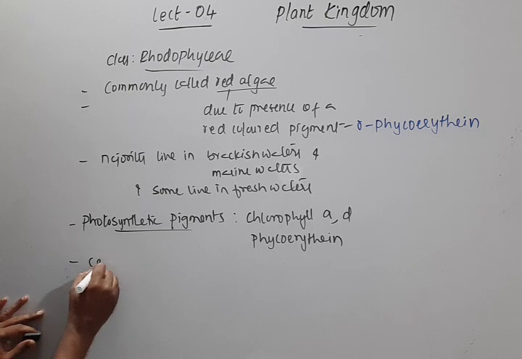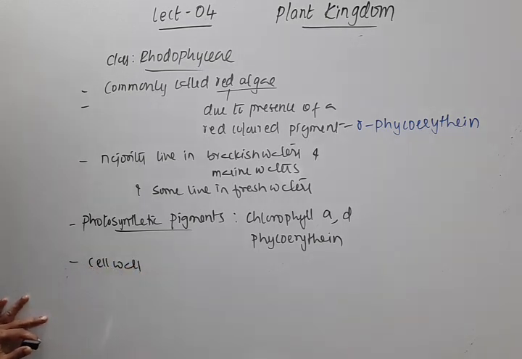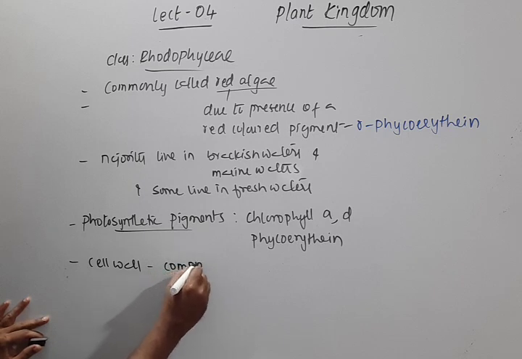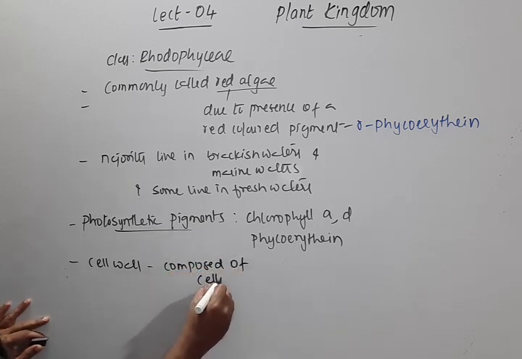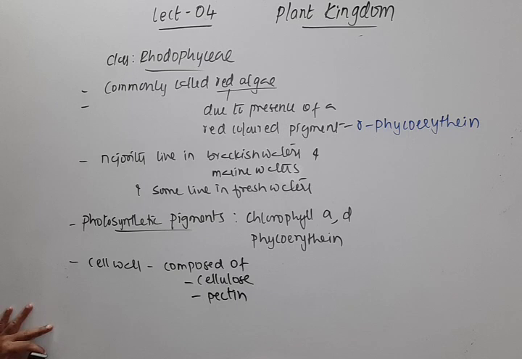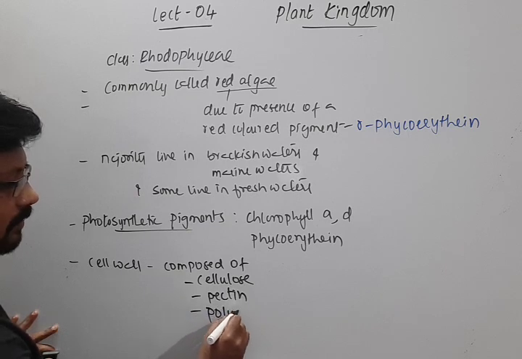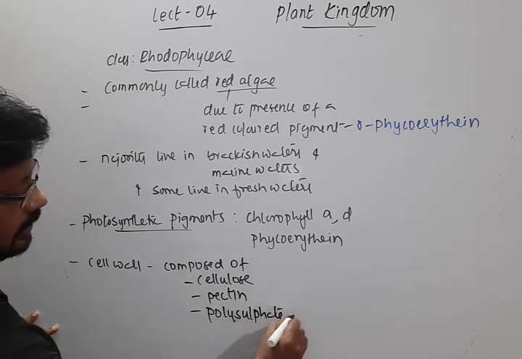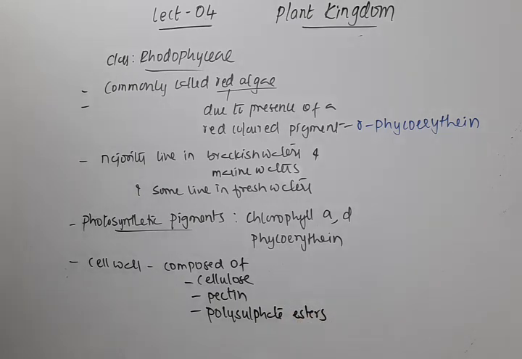Next, coming to the cell wall. This is composed of cellulose, and it also has pectin, and one more substance present along with that is polysulfate esters. Cellulose, pectin, and polysulfate esters together make up the cell wall in this group Rhodophyceae.